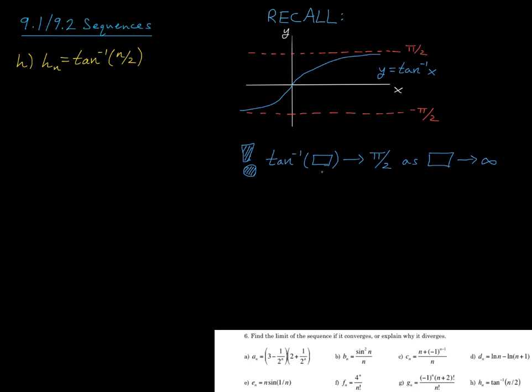The key thing for us is that the inverse tangent of something will approach pi over 2 if that something is becoming infinitely big. This is really just saying as you move way out to the right on this graph, the arctangent output will approach pi over 2. So that makes this problem pretty simple, because as n approaches infinity, n over 2 will approach infinity. And by what I'm saying here, that means that the arctangent will approach pi over 2. So the sequence h sub n converges to pi over 2.